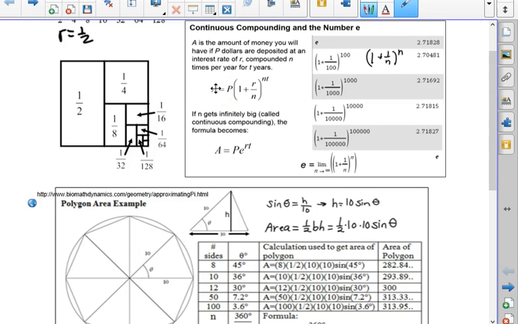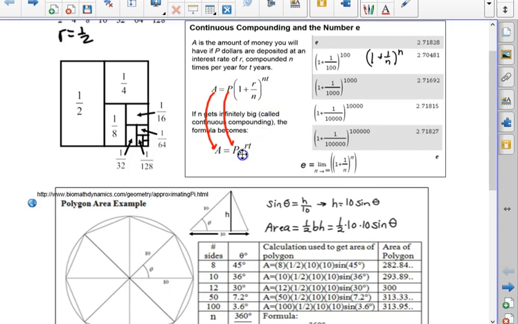Now, I found out that if n gets infinitely big, the formula becomes this formula. Well, notice we have some commonalities here. This is still the amount I have at the end. P is still the amount I had at the beginning. I still have an interest rate r and a time t, which are these values right here. Let me get those off of here and just point to them. Okay, so I still have an interest rate r and a time t.